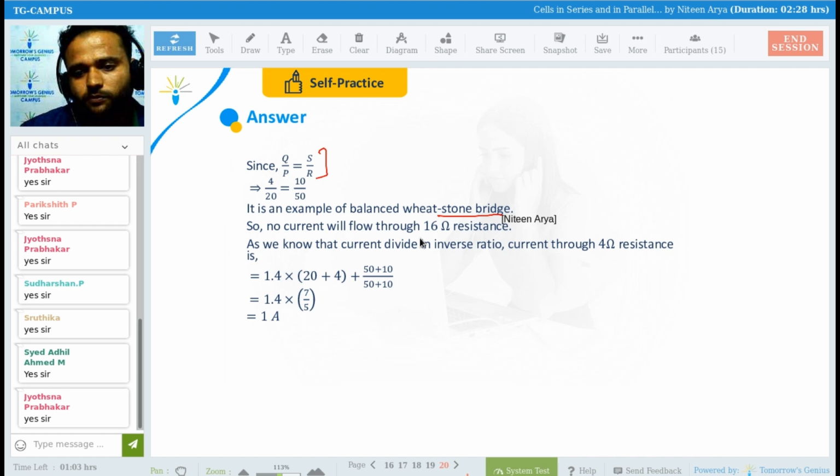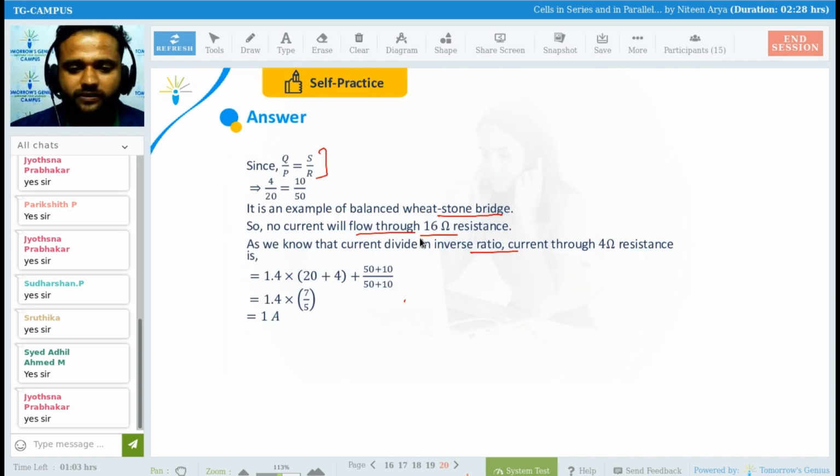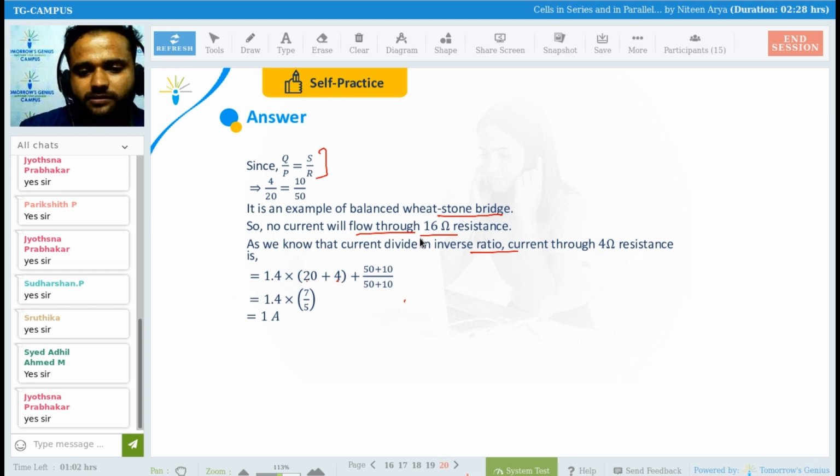So it is an example of a balanced Wheatstone bridge condition. So no current will flow through the 16 ohm resistance. As we know that current divides in the inverse ratio, current through the 4 ohm resistance. If the current I1 is going in this way, here we have I1 and here we have I2. Either you can understand it in this way, or you can put the 2 volt and I1, I2 and then find the resistance: 20 plus 4, this branch's total resistance, divided by this plus 50 into 10 divided by 50 into 10, R net.